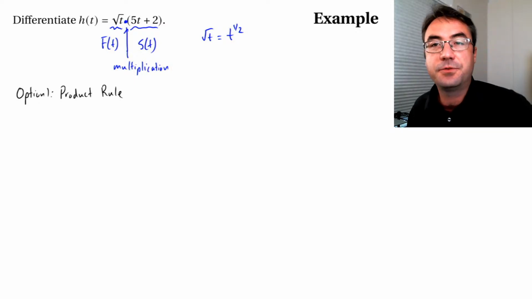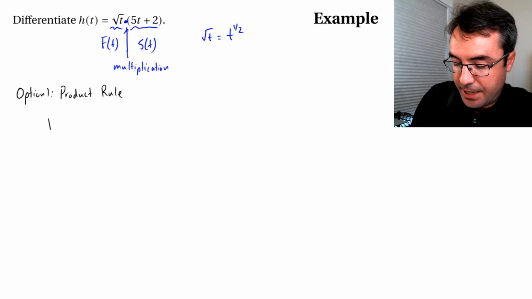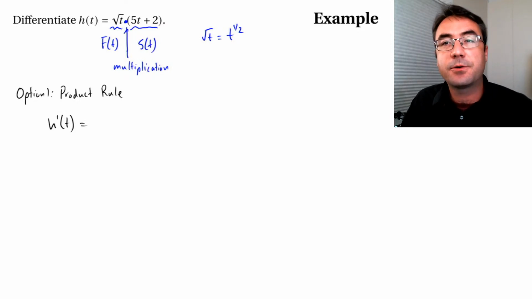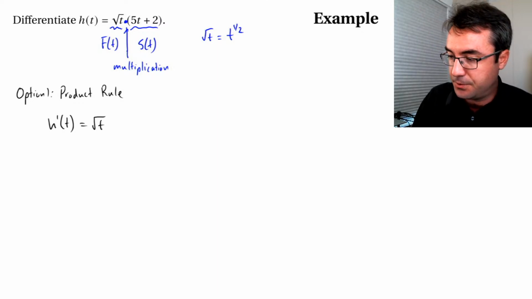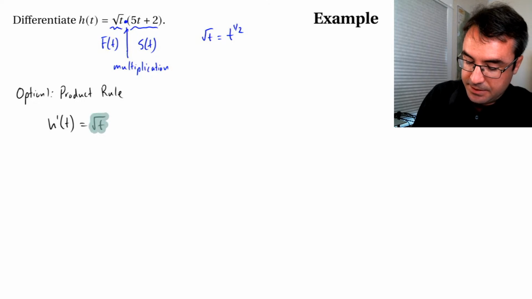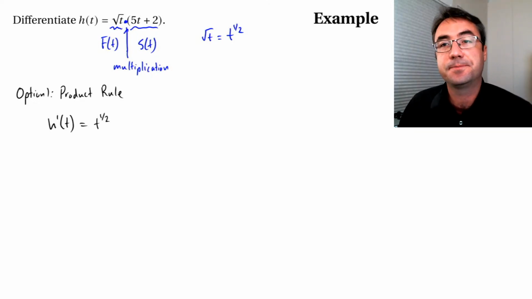After all, we have the product of two functions, so the product rule will work. So we're going to calculate h prime of t. And so how do we implement the product rule? We'll just write down two copies of your product, square root t, and you know what? I said it and I forgot about it. Let's rewrite that as t to the 1/2.